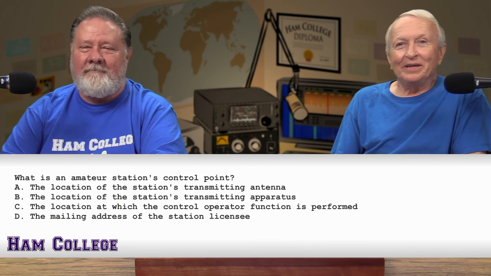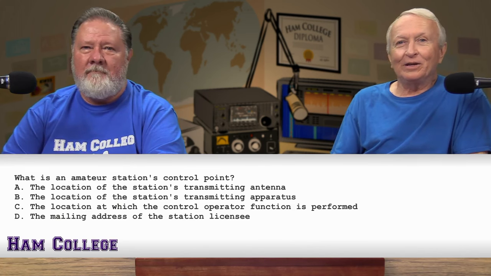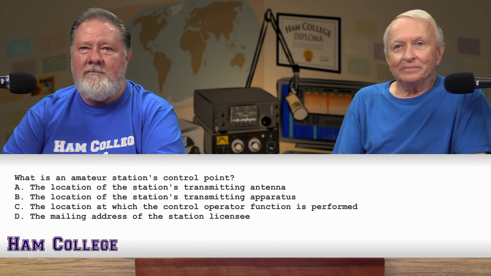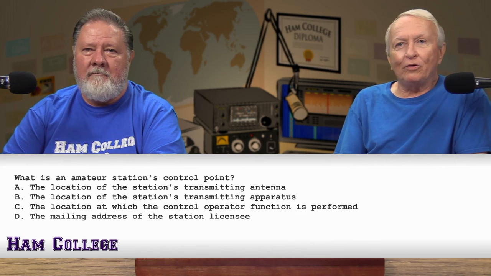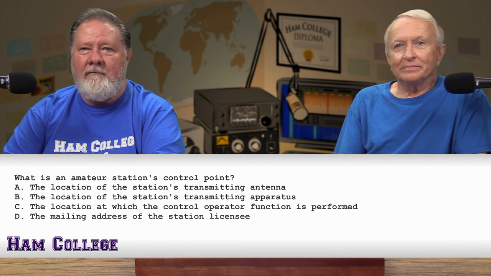What is an amateur station's control point? A, the location of the station's transmitting antenna. B, the location of the station's transmitting apparatus. C, the location in which the control operator function is performed. D, the mailing address of the station licensee.